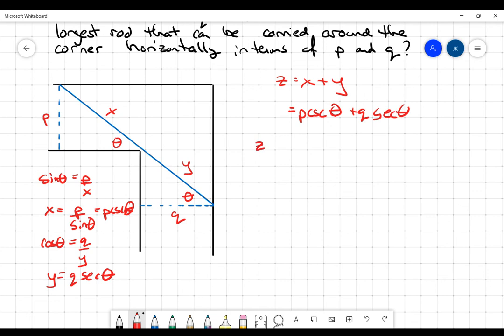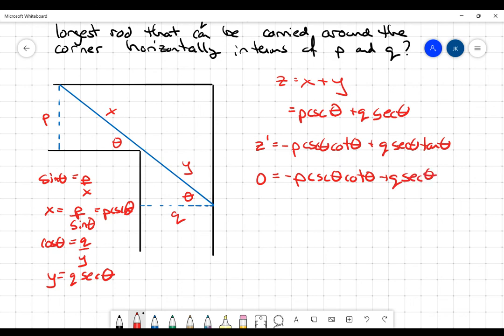And now when I take my derivative, I am going to get negative p cosecant theta cotangent theta plus q secant theta tangent theta. And I'm going to set that equal to 0 because I'm looking for that minimum. I haven't really done anything at this point. I'm just going to write this out so it's equal to 0 so that step is clear. And then I'm going to bring everything that's negative over, so it'll be p cosecant theta cotangent theta equals q secant theta tangent theta.